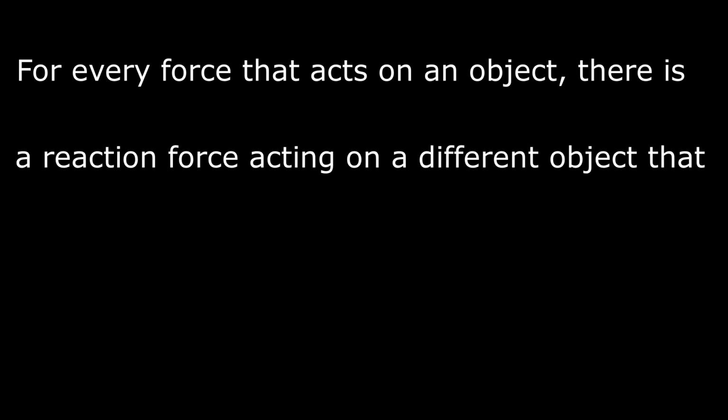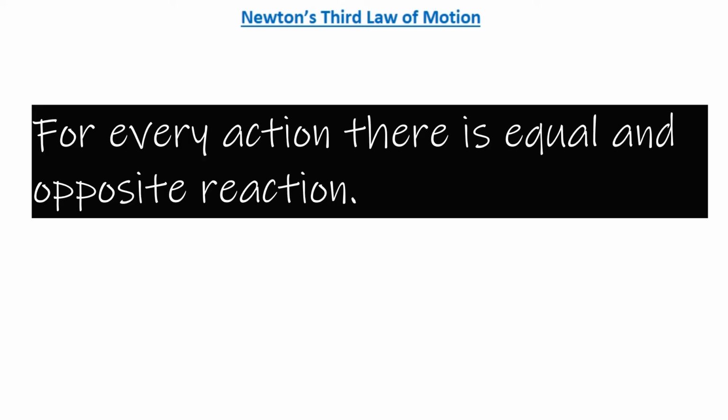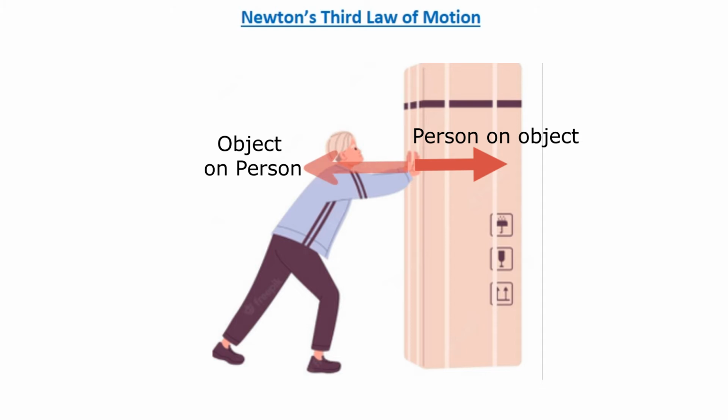And if you study the statement given by Newton: for every force that acts on an object, there is a reaction force acting on a different object that is equal in magnitude and opposite in direction. In short, we say that for every action there is an equal and opposite reaction. For example, here a person pushes a refrigerator. So this is the direction of force by the person on the object. That is the action. Then the refrigerator also applies a force on the person in the opposite direction with the same magnitude. This is the reaction.